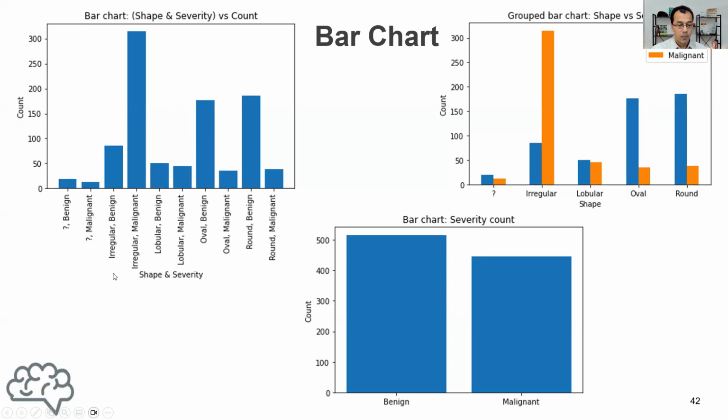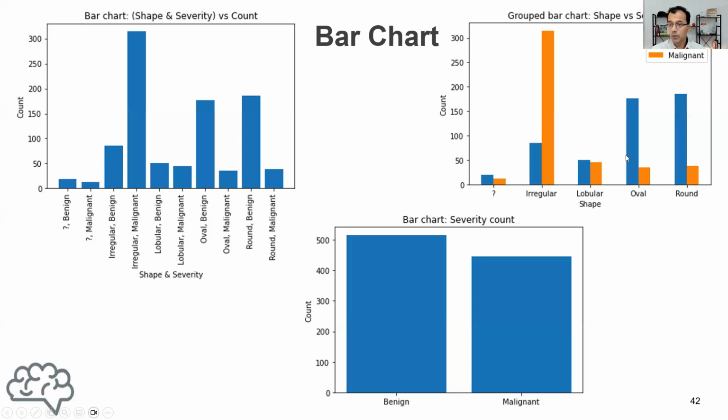So what I can read from this bar chart is the number of patients whose breast cancer mammogram image has a shape that is irregular, but that is classified as a benign type of tumor. Here we have irregular and malignant. We have shape lobular and benign, shape lobular and malignant, and so on. Here I count the number of patients in each of these categories.